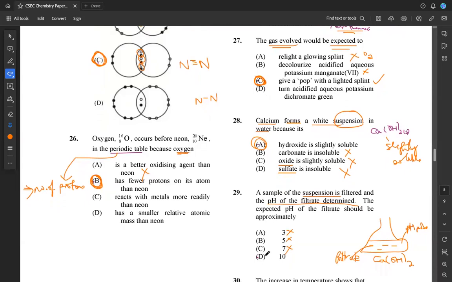So we're going to get a pH of 10 then. When we measure the pH of the filtrate, we're going to get a pH of 10 because that corresponds to there being a base present, and we know that calcium hydroxide is a base.